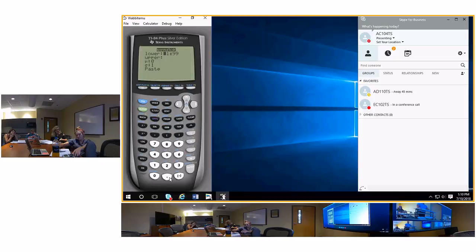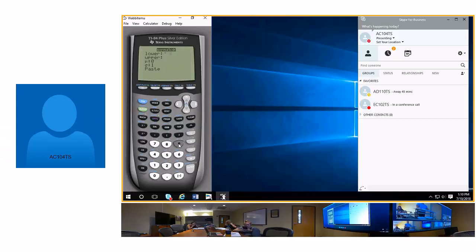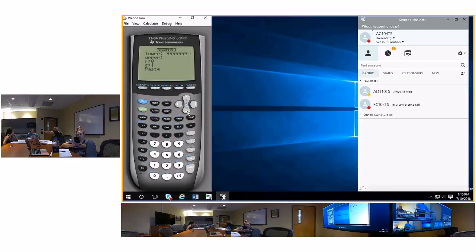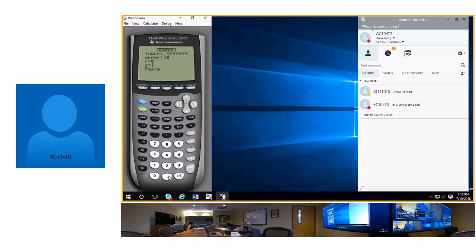Lower is negative infinity, which will be negative 99999999. Whatever you want, but at least carry it to four digits. Upper is 2.3. Hold on a second. Enter. And there it is, 0.9893.